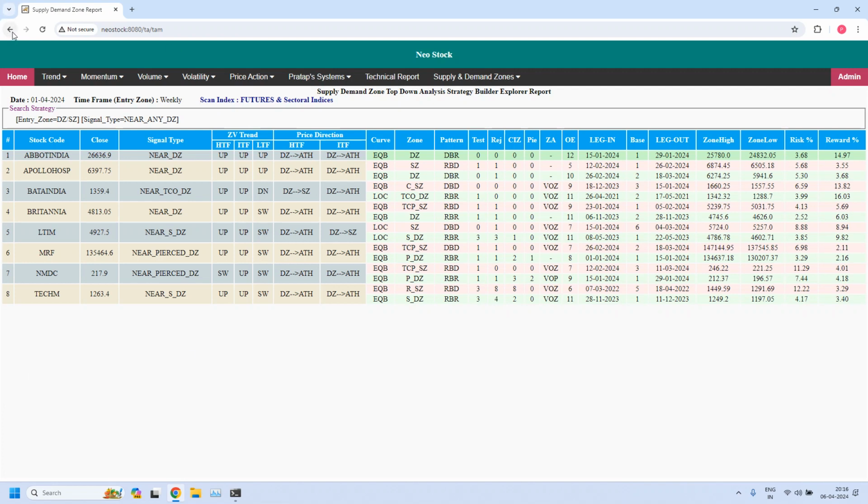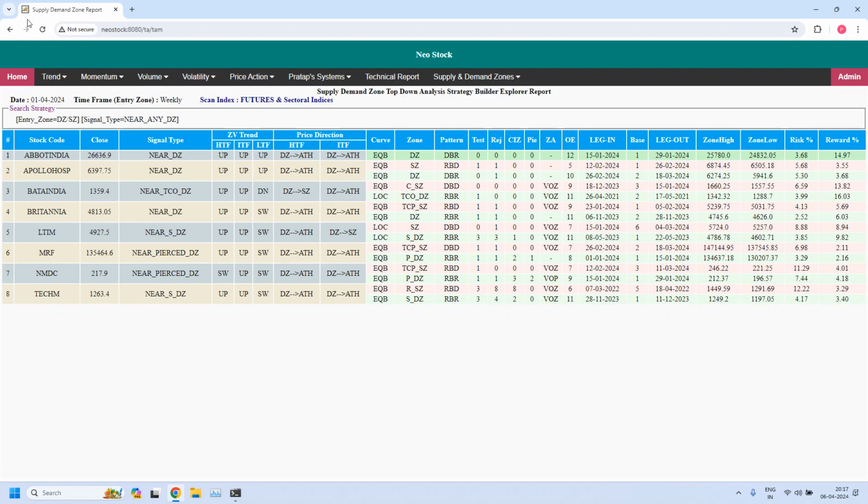So let me go back. See, I am giving you only a few seconds to watch this report. You need to pause the video and study the parameters. If required, by using this leg in, base and leg out, you can draw the zones, as I explained in lesson 21.1 in the recent lesson I uploaded.